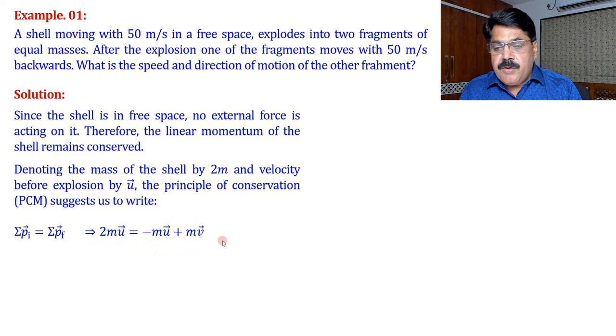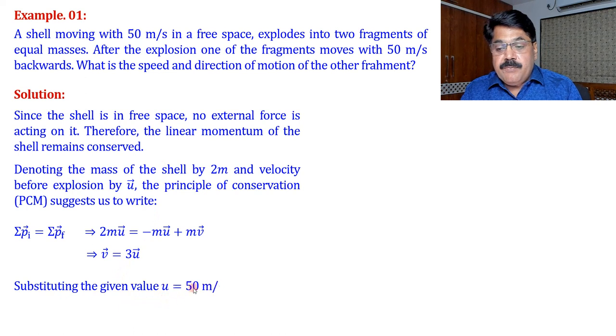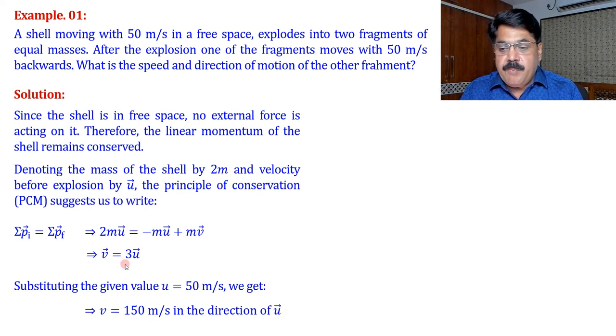Now from this equation you can see very easily, you can cancel m and m and m, and so what we have is 2u vector is equal to minus u vector plus v vector, so v vector will be 3u vector. So we can write very easily, v vector is equal to 3u vector. What does it suggest? That the velocity of the other fragment is thrice the velocity of the shell and in the same direction. Substituting the given value u is equal to 50 meters per second, what do we get? v is 150 meters per second in the direction of u vector, because from here it is visible.